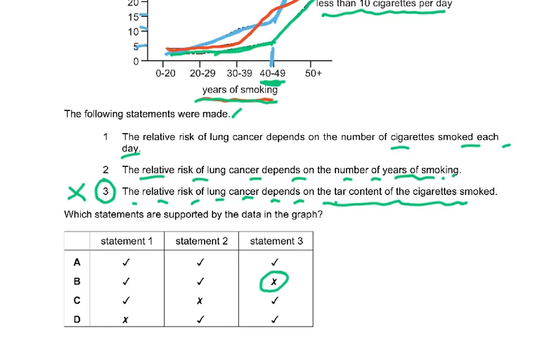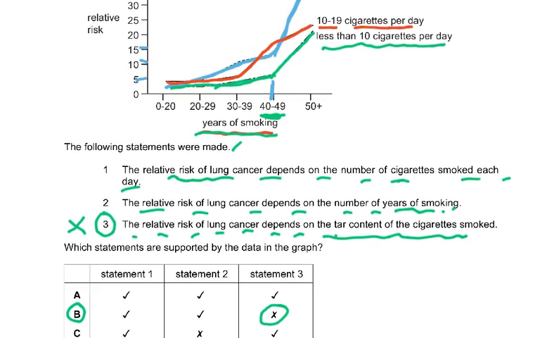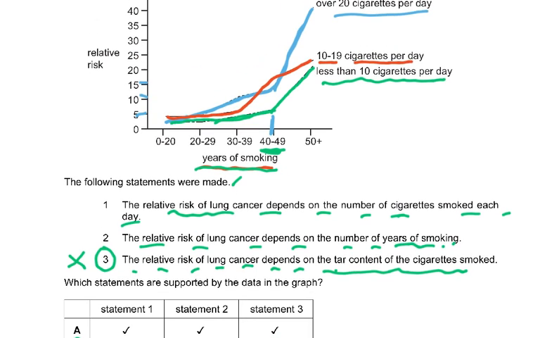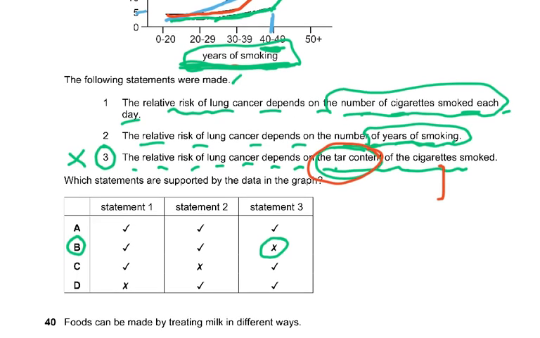So I would have figured this out with a simple way of answering it. Whenever you have such a question, you've got to ask yourself, does the graph tell me this? Does the graph tell you that the relative risk of lung cancer depends on the number of cigarettes smoked each day? Yes, there are people smoking 10, 19, 20 cigarettes. Then the relative risk depends upon the years. Yes, the years of smoking is also given here. And the graph is not telling you anything about the tar content. So there is no mention of the tar content of the cigarette. So the answer was B.